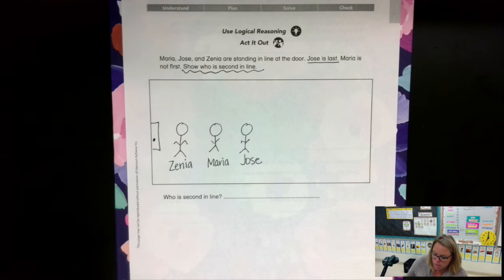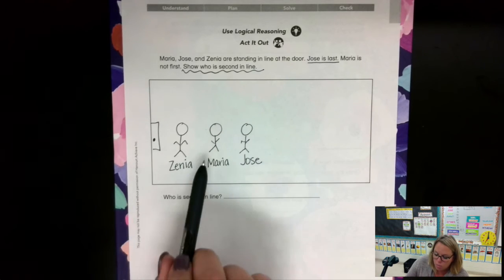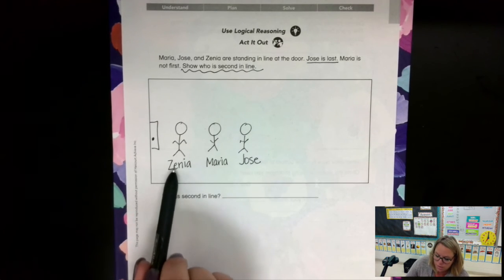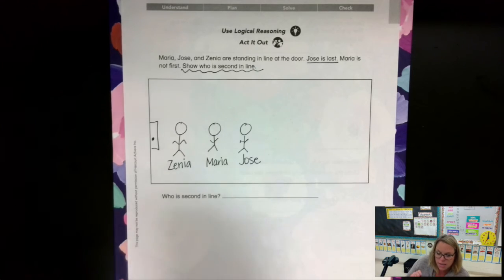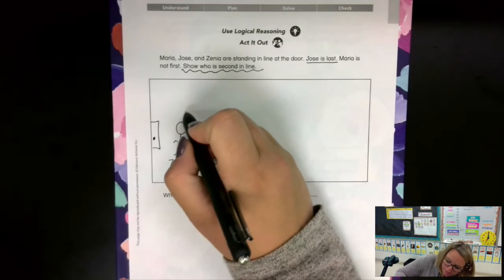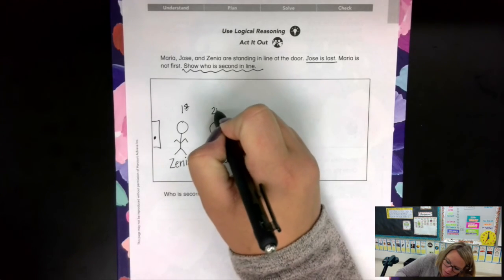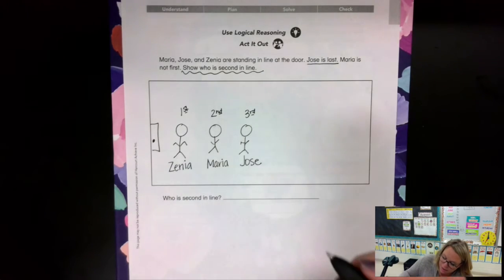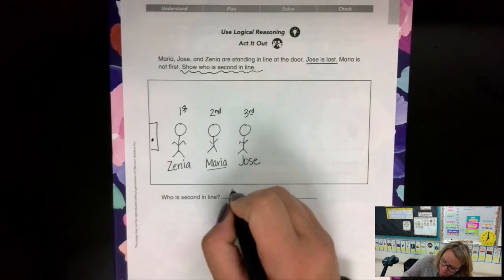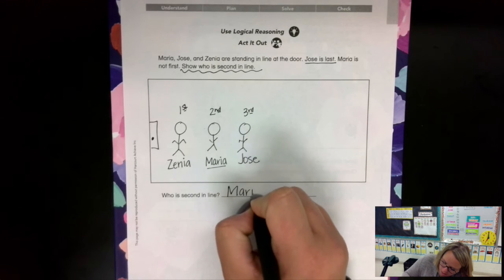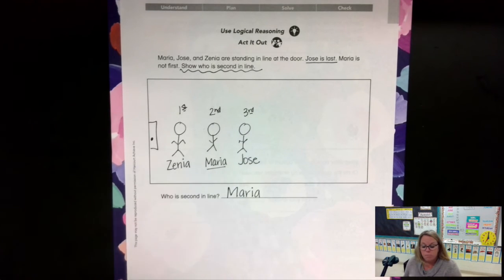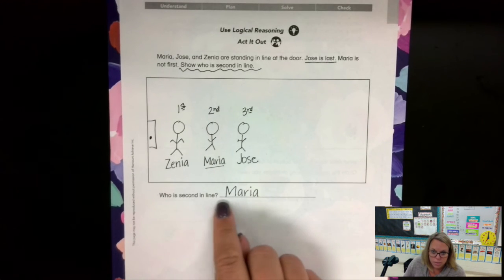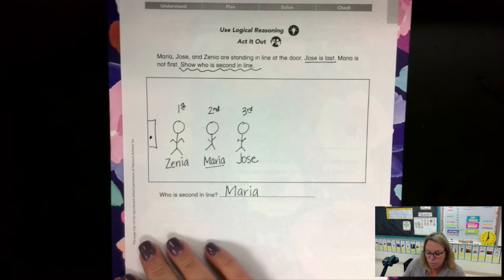Well, how did we show that Jose was last? We put him at the end of the line. How did we show that Maria was not first? Well, we put her on the other spot there. And then Zania was the last one. So our reasoning said, well, she's got to go right there. So who was second in line? Remember, we have first, second, and third. So second in line is going to be Maria. So you're going to go ahead and put Maria on the line right here where it says who is second in line. You're going to go ahead and write Maria.